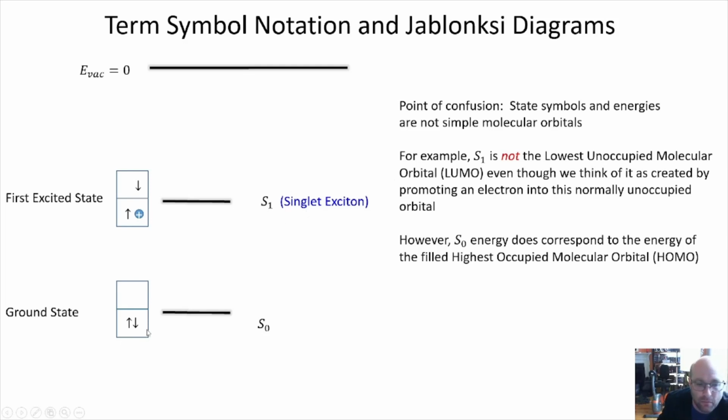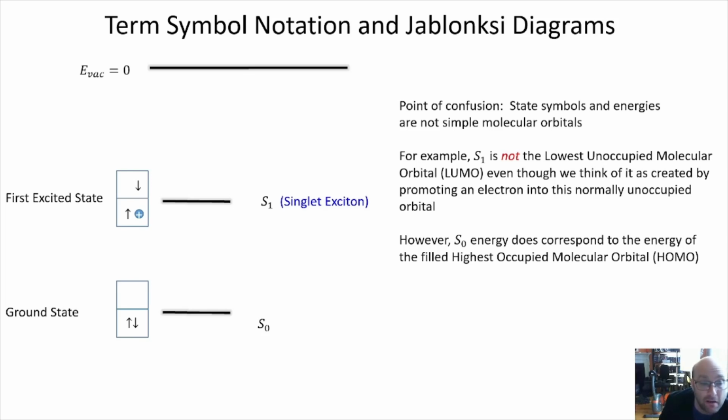It is worth remarking that, because of Koopmans' theorem, you can say that the S0 state energy does turn out to be what you would think of as the HOMO energy. It's not really very important and probably needs to be modified; there are probably a lot of caveats if you're a computational chemist. All right. So we've got a ground state S0 and a singlet exciton first excited state.